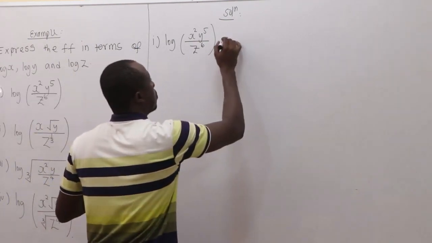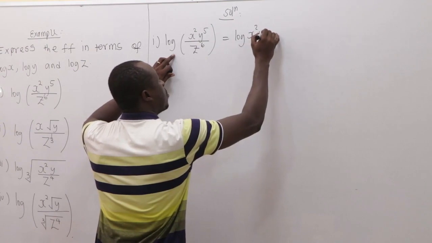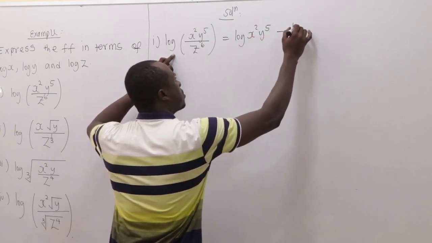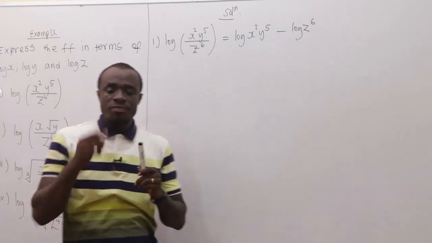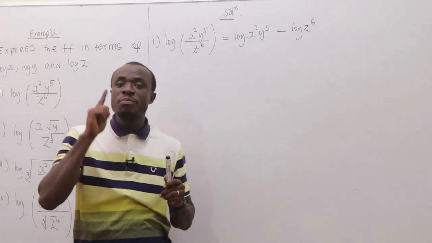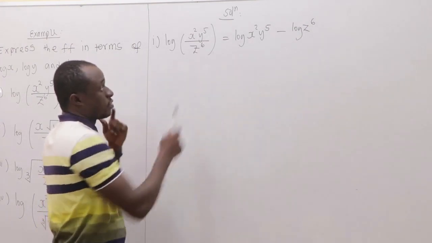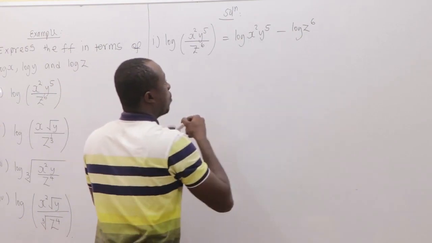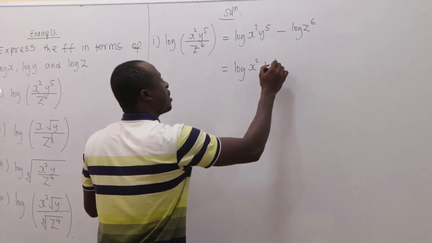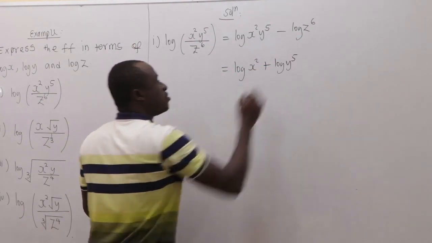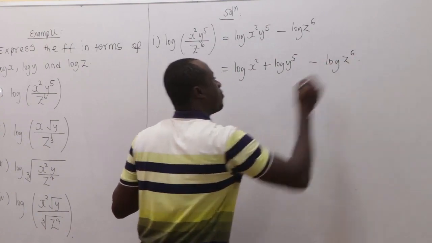So this is just equal to log, the base is 10, of x squared y to the power 5 minus log z to the power 6. We know if you have log a of p over q, this is equal to log a of p minus log a of q. So we are dividing, so we subtract. Now what can we say? This and this are multiplying. So this is the same as what? Log x squared plus log y to the power 5 minus log z to the power 6.